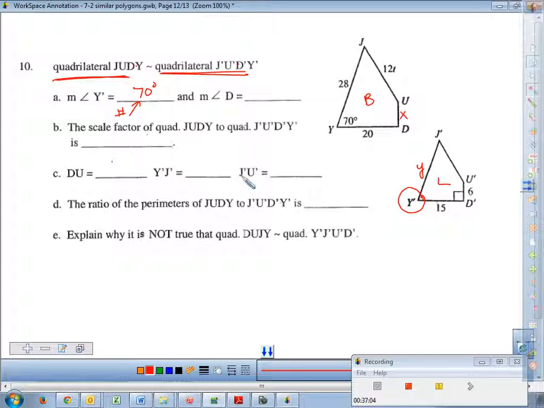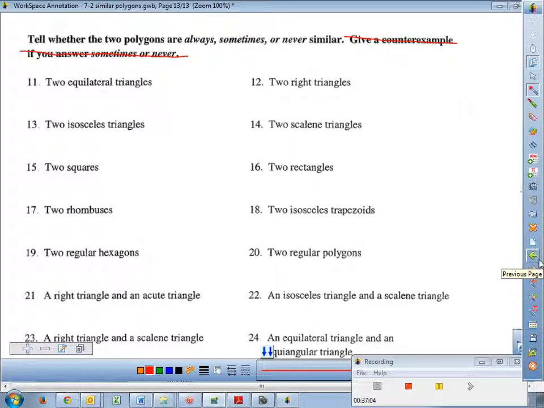And then when they ask you to find the distance from j prime to u prime, you can't use x and you can't use y. You better use a different variable. Does that make sense? Like instead of using those distances, we just make up a variable and call them that. Okay. Next.